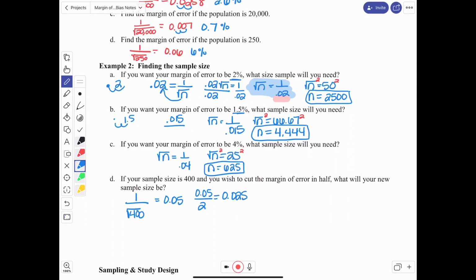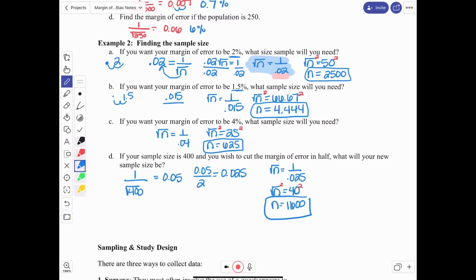Okay, so now let's do the square root of n equals 1 over 0.025. And now we never turned that into a percent, so we don't have to worry about moving our decimal place. So that is going to be 40. And now we need to square both sides. So n is going to be 1,600.